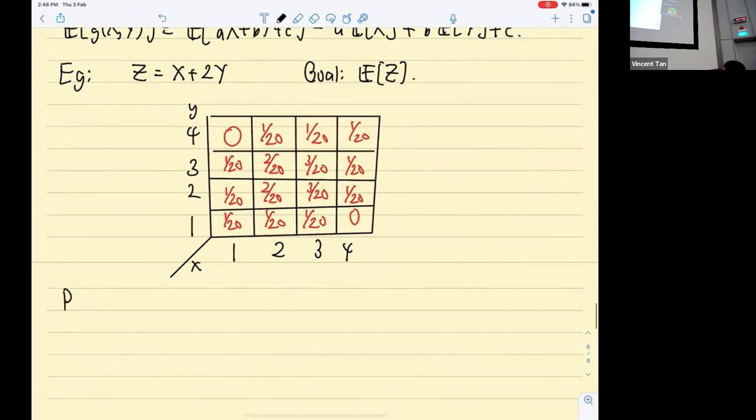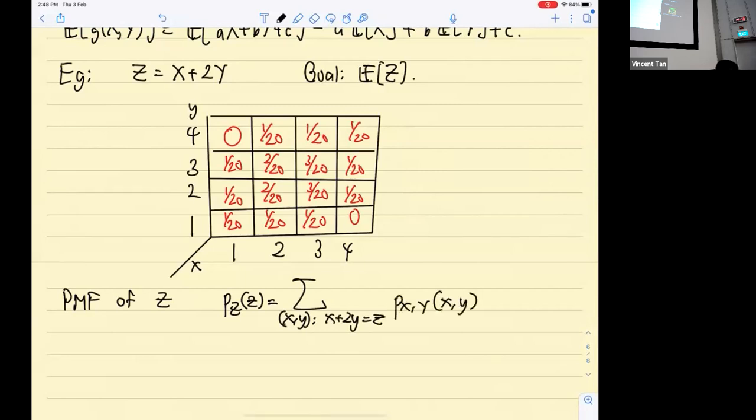Okay, so the PMF of Z can be calculated as P_Z(z) equals what? You're summing over all possible values of X and Y such that X plus 2Y is equal to z, of the joint distribution, or the joint PMF of X and Y, like this. Okay, so the first thing to notice here is what are the values that Z can take on?